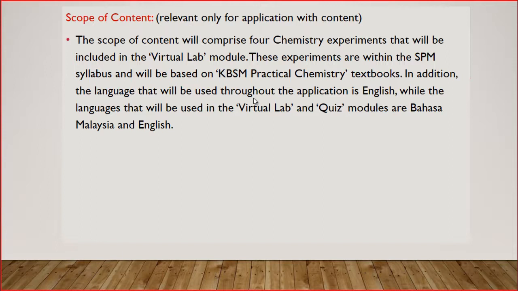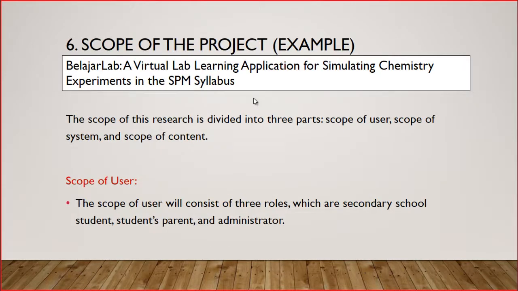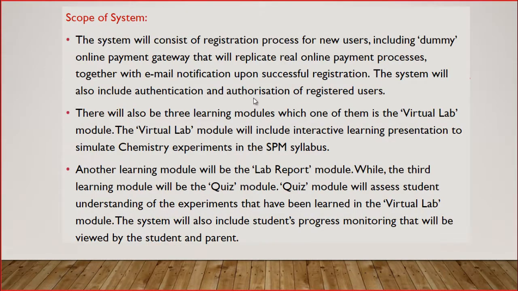So if the nature of your project has nothing to do with learning, like learning Jawi and so on, for example, you don't have a scope of content, but you have a scope of system and a scope of user. Basically, if you can write something like this, for me this is sufficient to have a very clear idea of what you plan to include in your project.